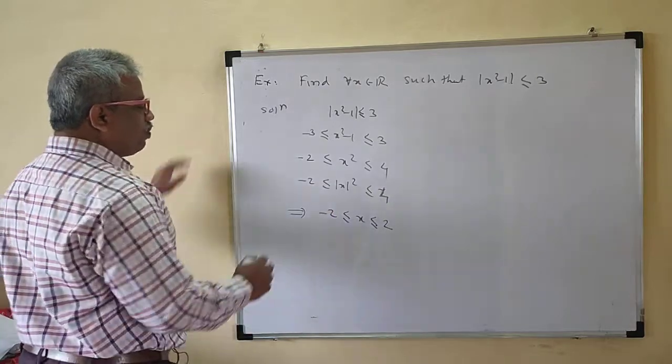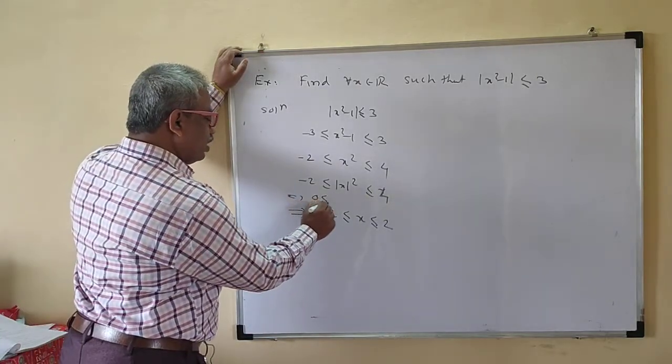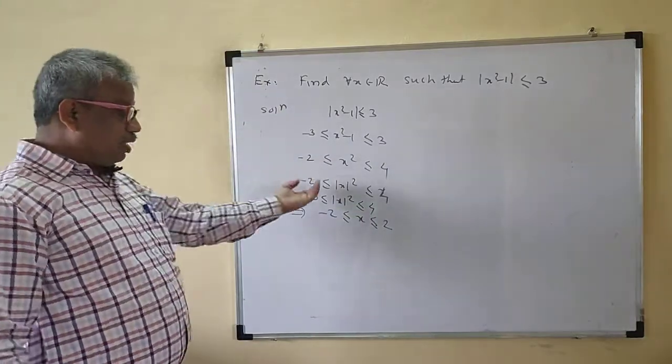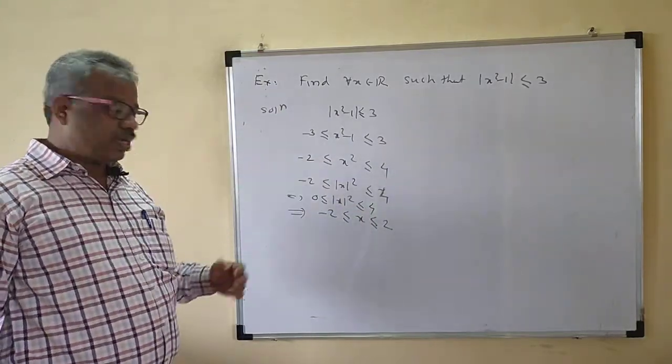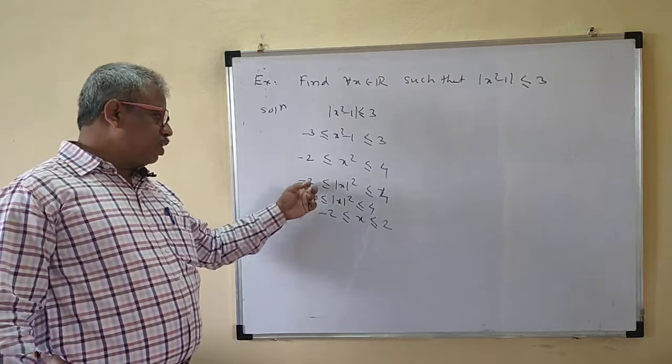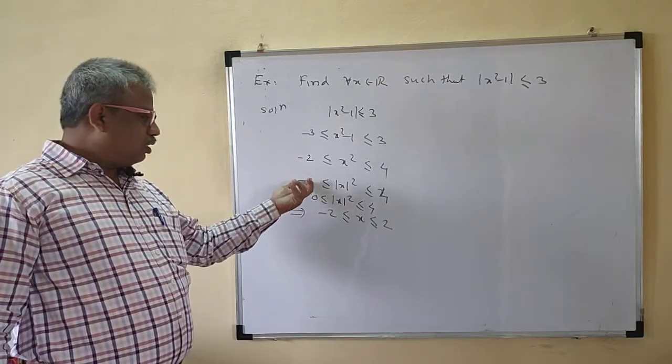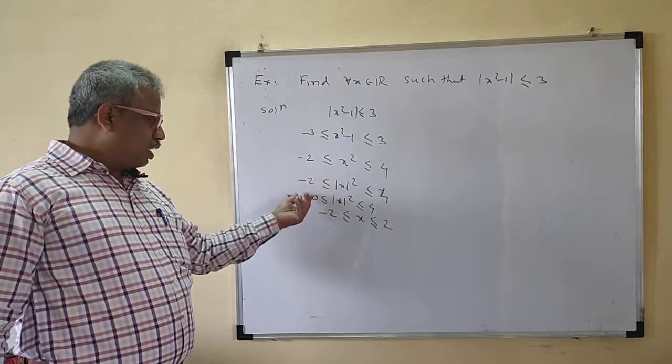Because mod of x square is always positive. You may write here 0 less than or equal to mod of x square less than 4. Right? So this is useless now because it is square, so it is always positive. That means minus 2 is there. Okay, no problem for minus 2, because x square minus 2 is less than 0.